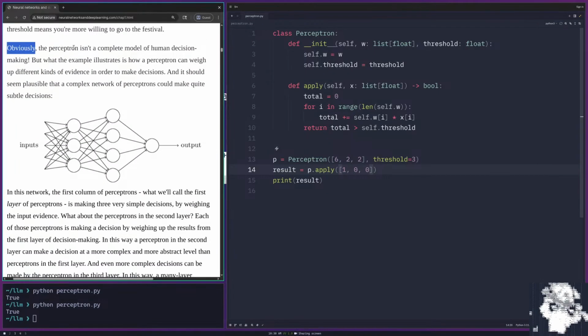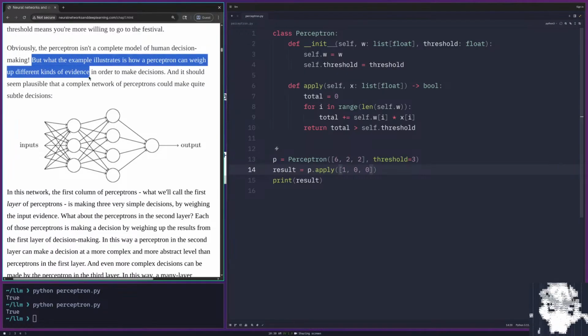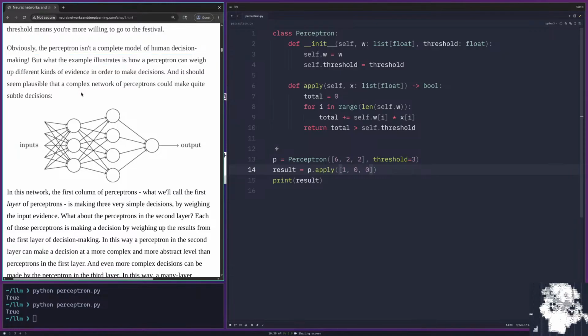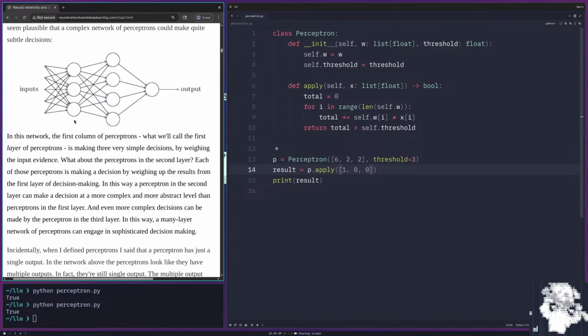Obviously, the perceptron isn't a complete model of human decision making. But what the example illustrates is how a perceptron can weigh up different kinds of evidence in order to make decisions, and it should seem plausible that a complex network of perceptrons could make quite subtle decisions. In this network, the first column of perceptrons, what we'll call the first layer of perceptrons, is making 3 very simple decisions by weighing the input evidence.